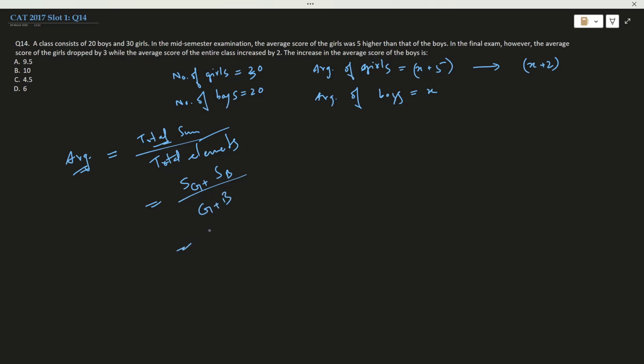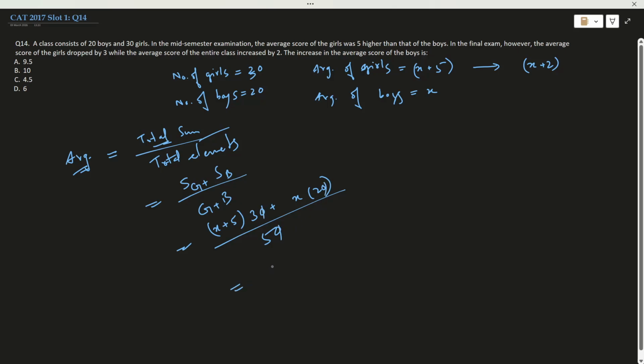What is the sum of girls? Sum of girls will be average into the number of girls. What is the sum of boys? Average into number of boys, by 50. So I can say 5x plus 15 by 5, or I can say x plus 3 is the overall average of the class. This is an overall average, guys.